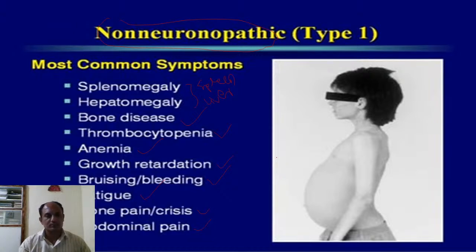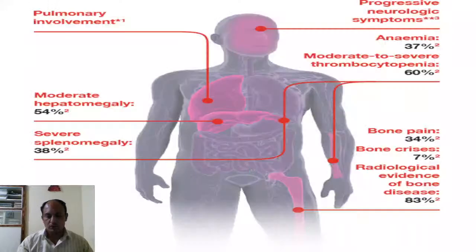So all these are the symptoms of type 1 Gaucher disease, and this is a child who is suffering from type 1 Gaucher disease. And here we can observe there is a swelling of the liver as well as the spleen inside the body. So this is type 1 Gaucher disease.